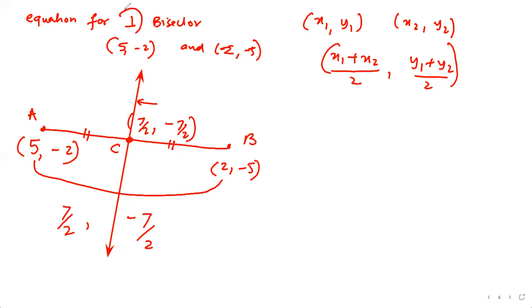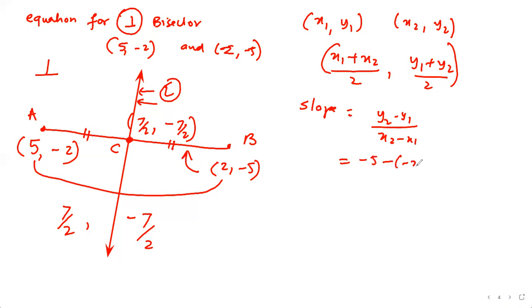Since the word perpendicular has been mentioned, perpendicular is generally shown like an inverted T. I need to find the slope of this perpendicular line, let's say L. First I'm going to find the slope of segment AB. The slope of segment AB is y2 minus y1 over x2 minus x1. So negative 5 minus negative 2 over 2 minus 5. This becomes negative 5 plus 2 over 2 minus 5, which is negative 3 over negative 3, which is going to be 1.